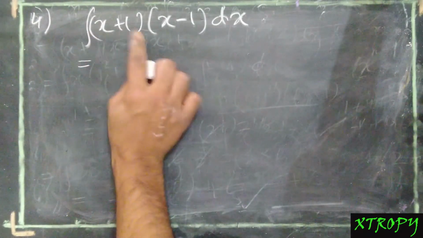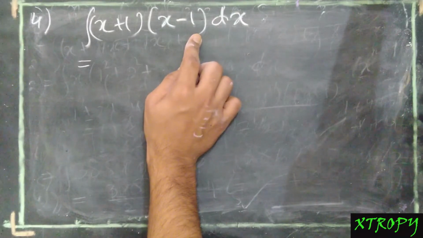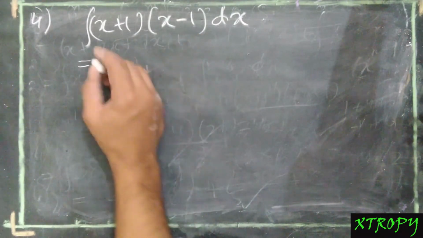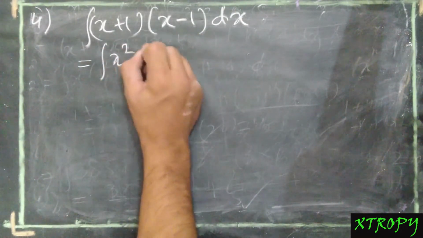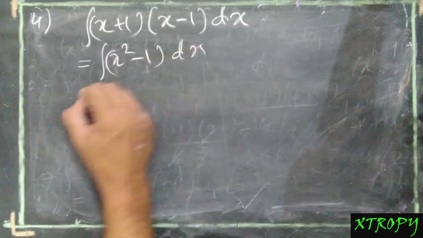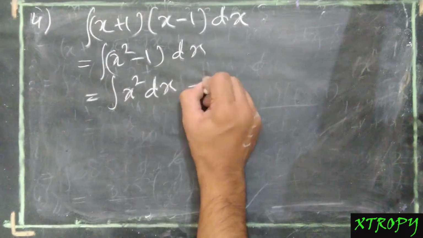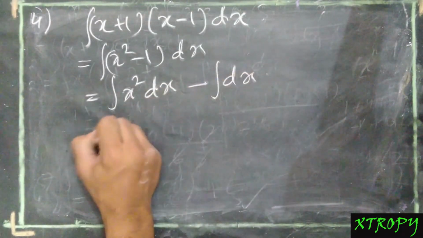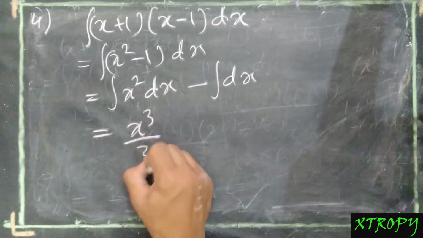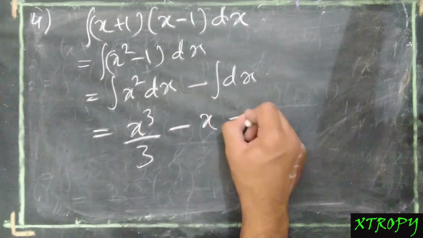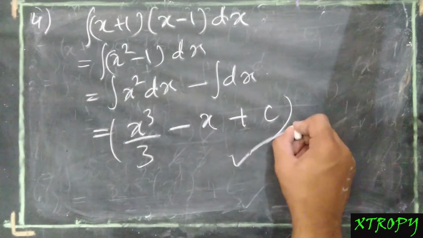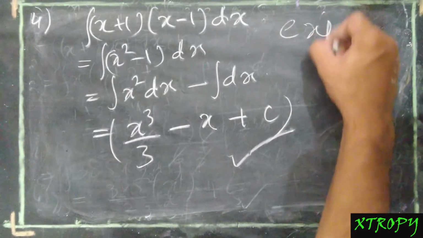So what is this actually? a plus b into a minus b, the well known identity. The answer is a square minus b square. So this becomes the integral of x square minus 1 dx. Now the question becomes quite simple. Integration of x square minus integration of dx. Integration of x square will give you x cube by 3, minus the integration of dx, which is x, plus c. So this is your answer. This is of the type: expand when required.